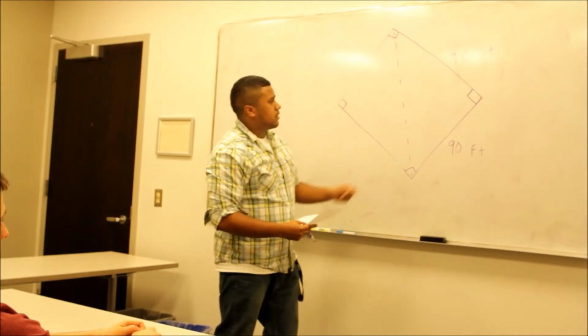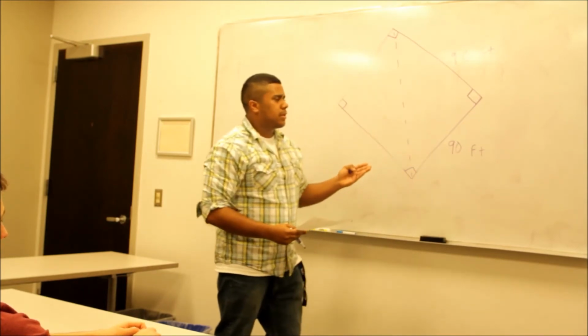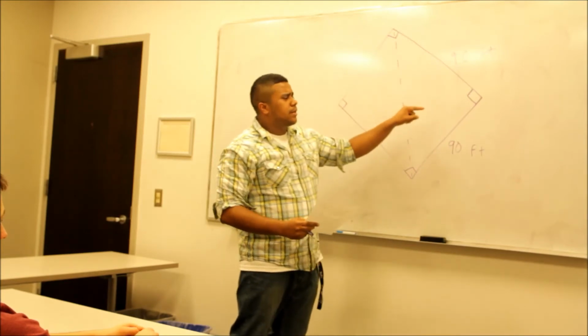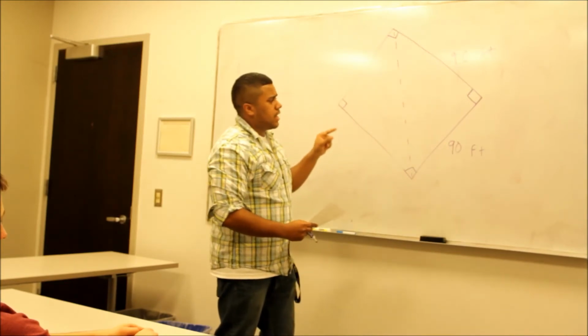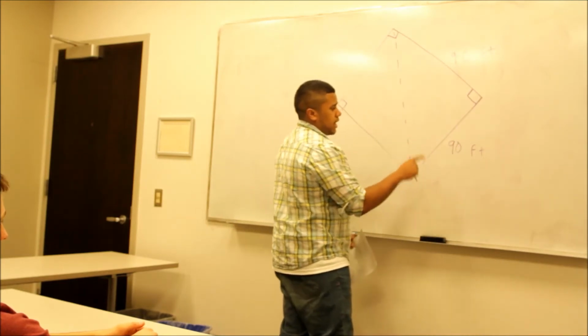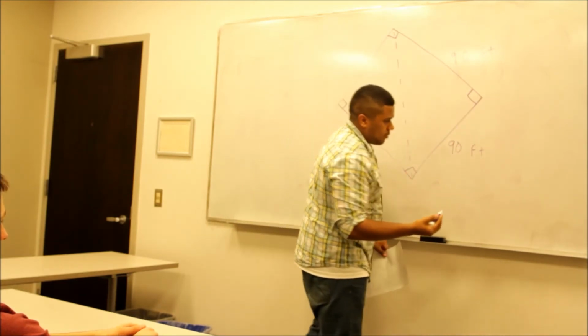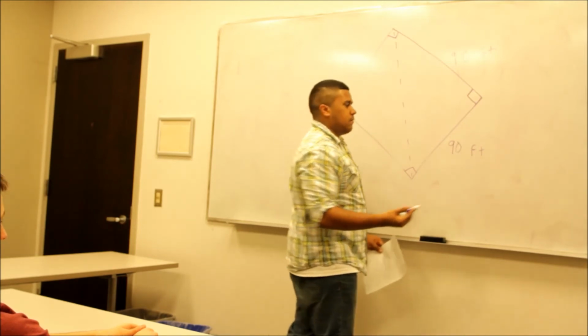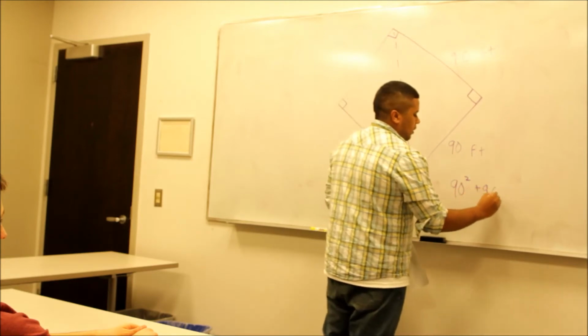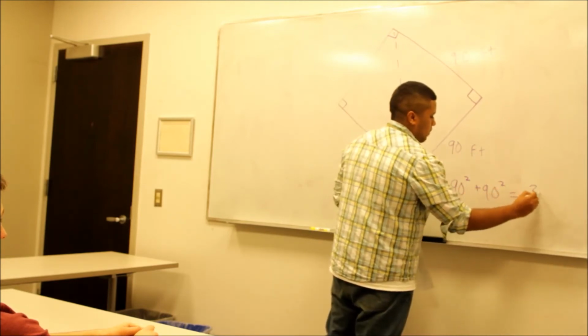So as you can see, this is a right triangle, so we're going to apply the Pythagorean theorem. We're looking for this side, which is opposite of the right angle. So that is side C. That's what we're going to be looking for. So we know that these 2 sides are A and B. So Pythagorean theorem is a squared plus b squared equals c squared. So 90 squared plus 90 squared equals c squared.